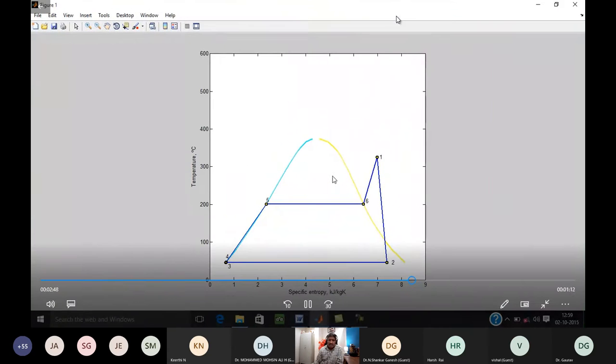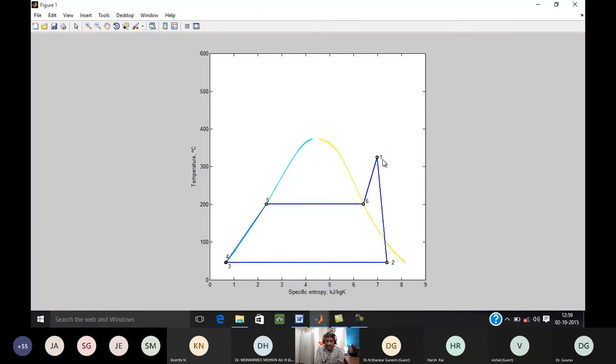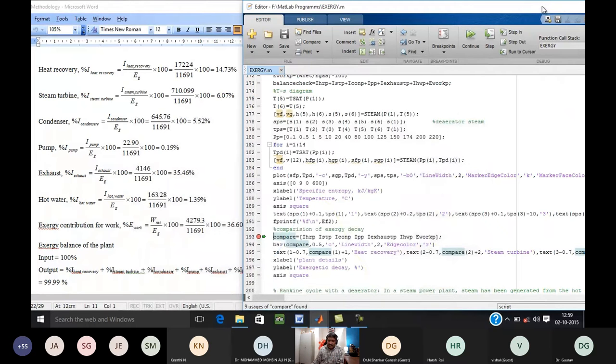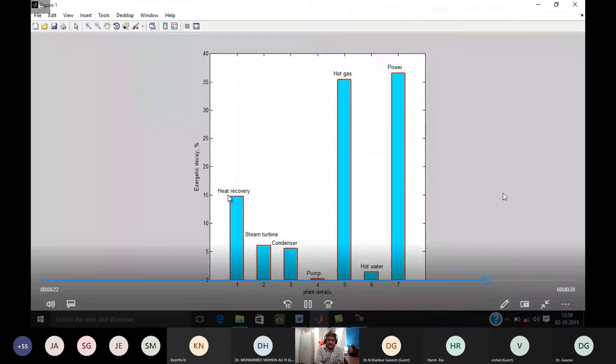This is the model, and you can see this is the simple Rankine cycle. Find the exergy loss of each component: the boiler, the turbine, the condenser, and so on, along with the hot gas and hot water. What I'm saying is, these are the components, turbine, condenser, etc. These are the components, and then hot gas and hot water. What exactly is it saying compared to energy?